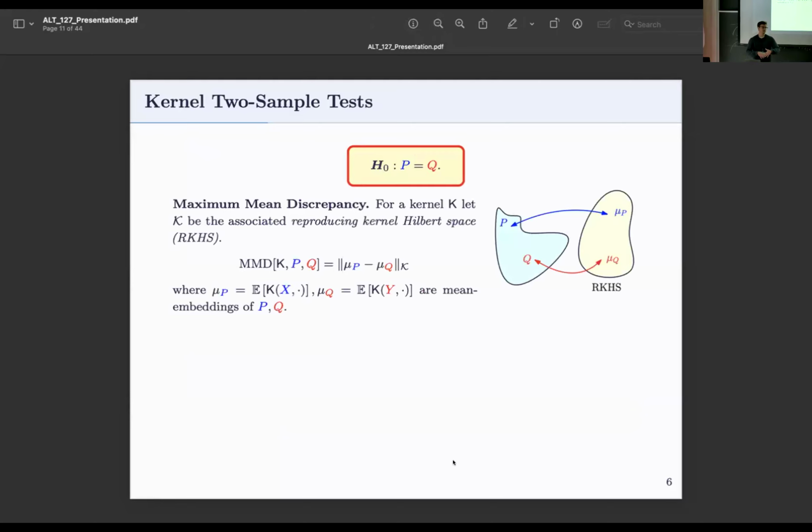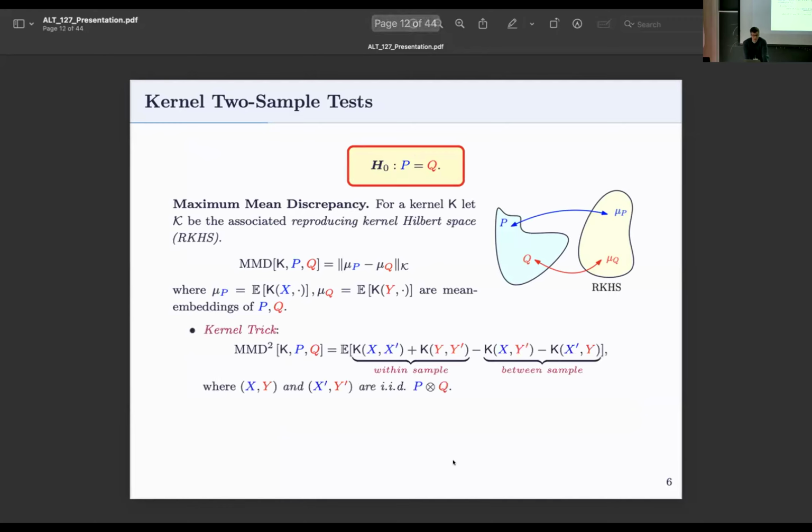What does the so-called maximum mean discrepancy, or MMD, do? We need a reproducing kernel K and the associated reproducing kernel Hilbert space, and the MMD is defined as the norm of the difference of the kernel mean embeddings. Great. All these kernel methods end up relying on the so-called kernel trick, which means that in order to evaluate the MMD, we only need to evaluate the kernel. In particular, the square of the MMD is going to be the expectation that we have right here, and we can separate the evaluations of the kernels within sample and between sample.